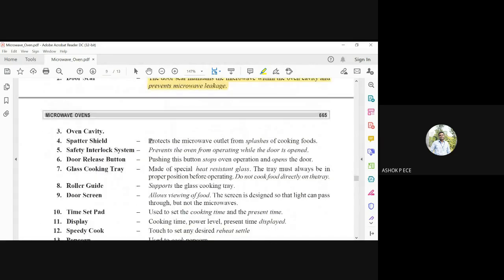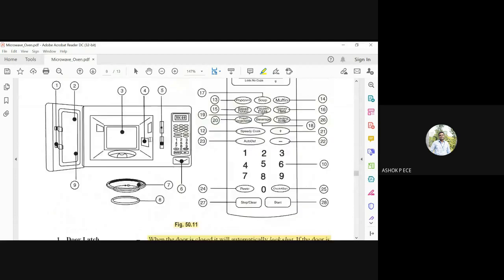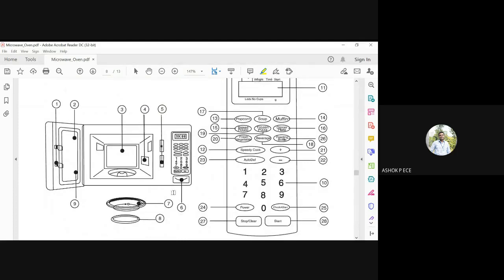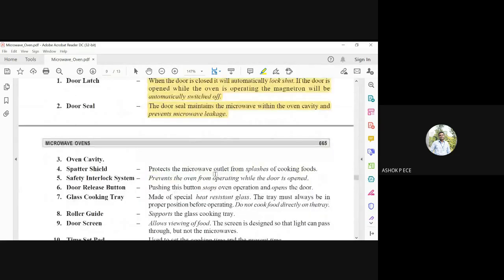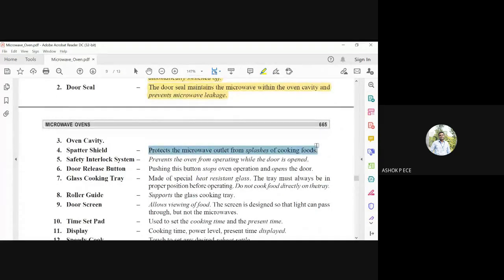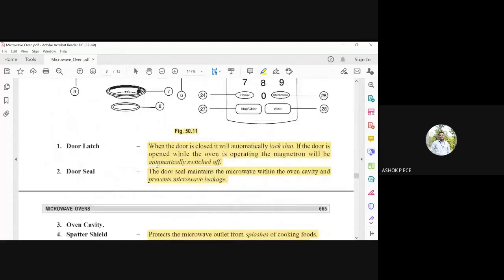The splatter shield protects the microwave outlet from splashes of cooking foods. So you can see that four is here. Sometimes when the food gets splashed upon, it will be ensured that the microwave outlet is not affected by the splashing. A safety interlock system prevents the oven from operating when the door is open. It is at 5. So you can see here at 5, this 5 is the safety interlock system.